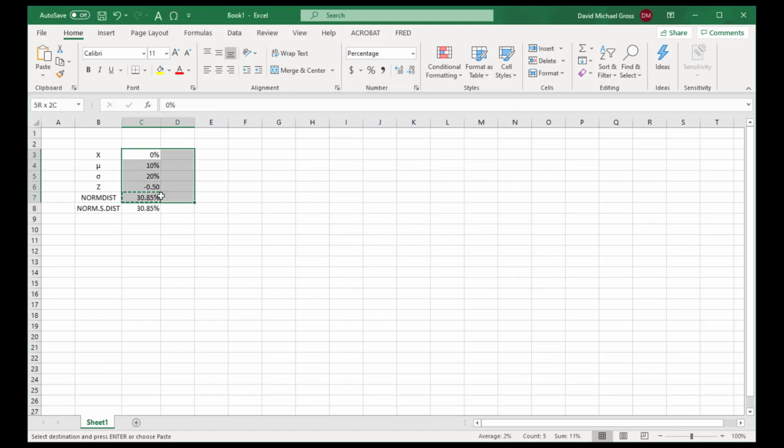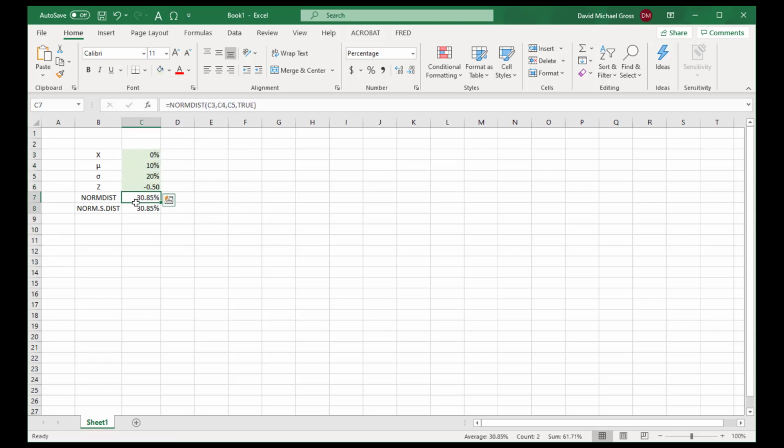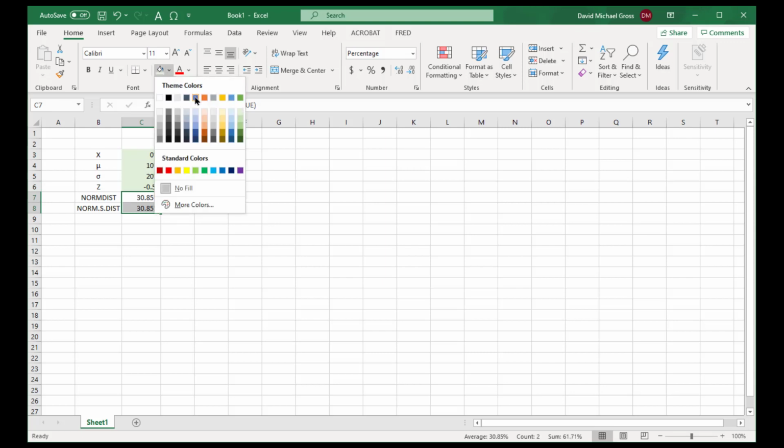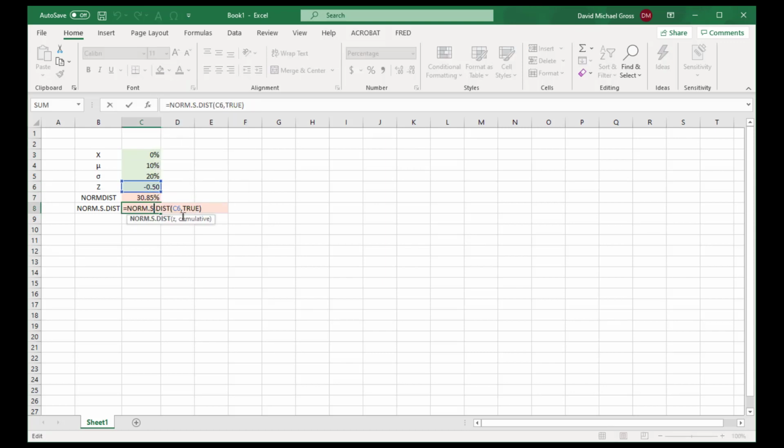And I'm just going to color code these. My inputs are going to be green, and my outputs are going to be orange. This is arbitrary, but I'll just always do this with my spreadsheets. And now note that this one just has a single input, the Z, and this one has the rest of the values. And again, there's no difference, you can do either one.